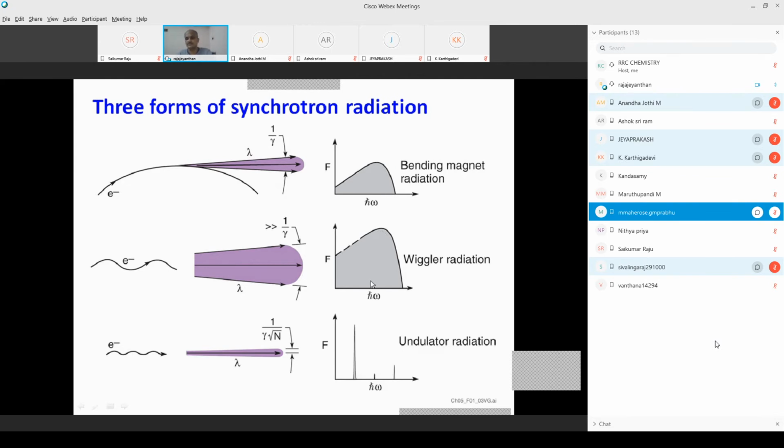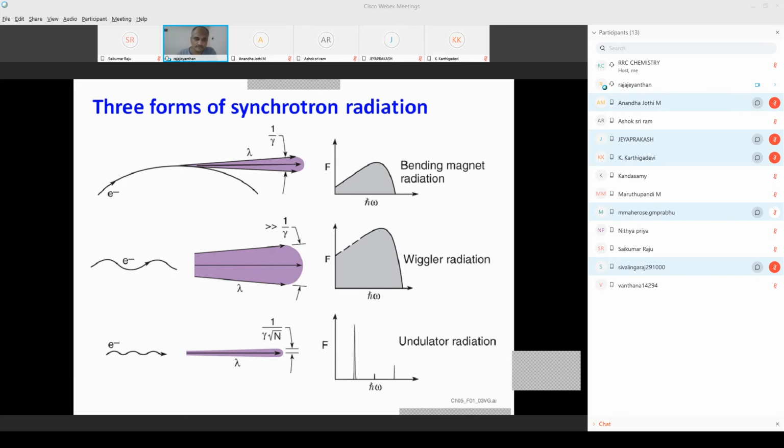But in the case of undulators, you can see a very short narrow band of synchrotron radiation with high flux, with high intensity. So these three types of radiation can be used for characterizing our sample. It all depends upon the nature of the material and your experimental nature. You can choose one out of the three radiations for characterizing the materials.